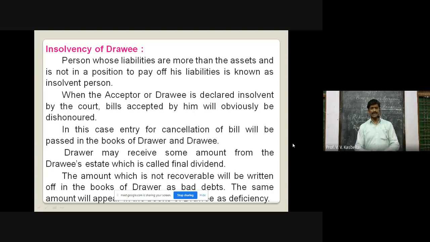Now, insolvency means the drawee is unable to pay the amount because he is declared insolvent by the court. The drawer may receive some amount from the private estate of the drawee. It is called the final dividend, and the amount which is not recovered or not recoverable is written off by the drawer. That is bad debt for the drawer, and at the same time the amount due but not paid will be shown in the deficiency account of the drawee.